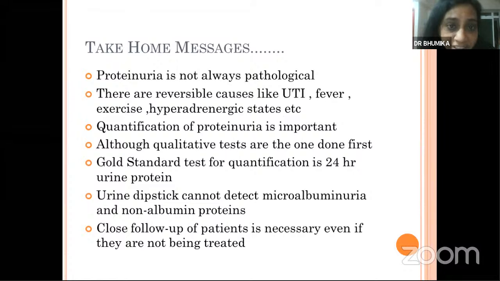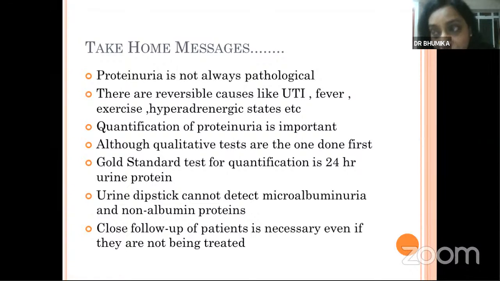So my take-home messages tonight are: proteinuria is not always pathological. There are reversible causes like UTI, fever, exercise, hyperadrenergic states. Quantification of proteinuria is extremely important. Although qualitative tests are the ones done first, the gold standard test for quantification is always 24-hour urine protein. Urine dipsticks cannot detect microalbuminuria and non-albumin protein. This is to be kept in mind so that we do not miss a multiple myeloma or an amyloid.